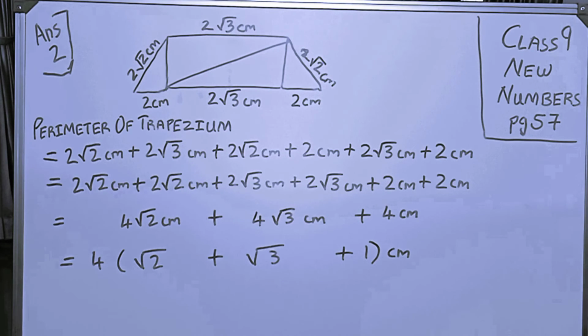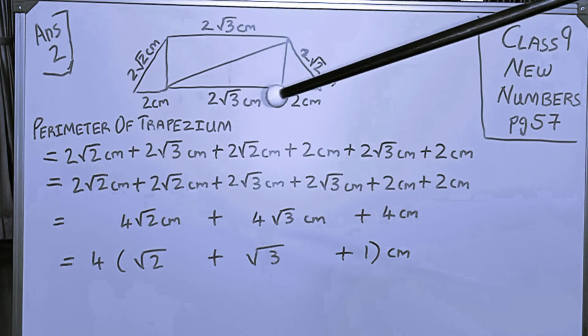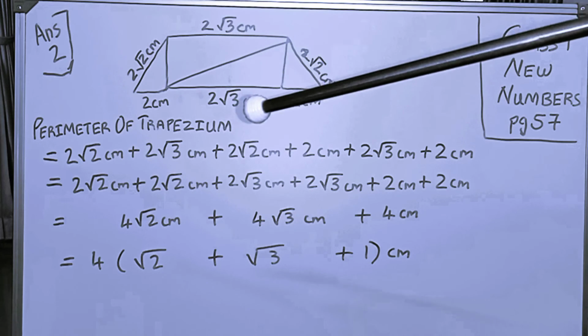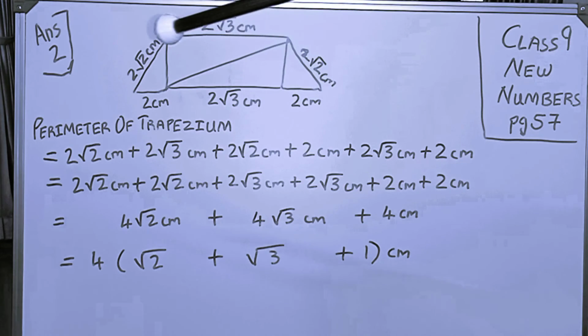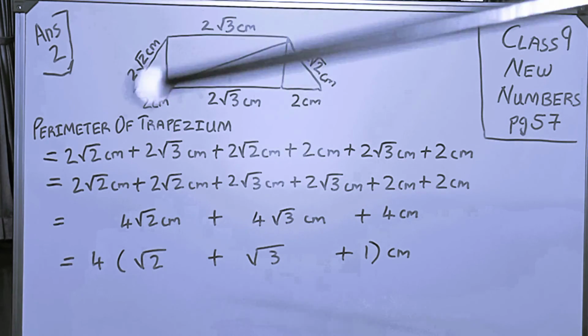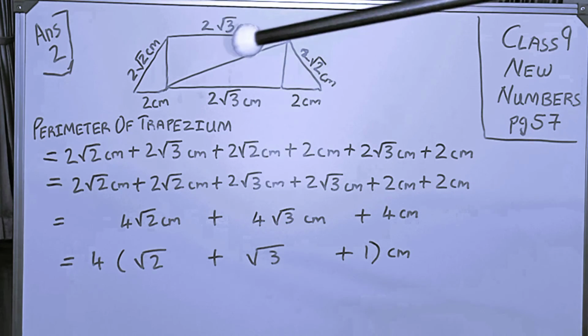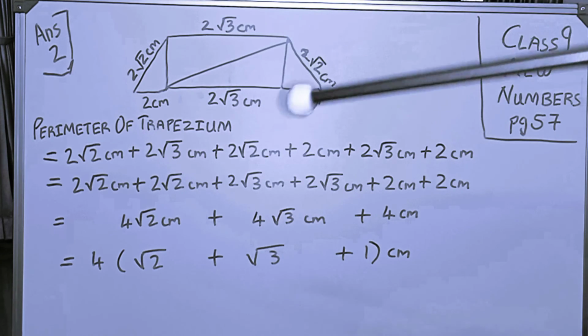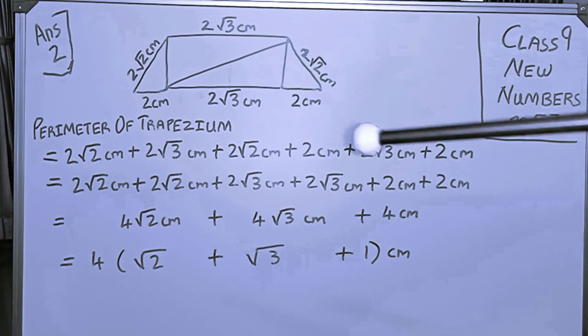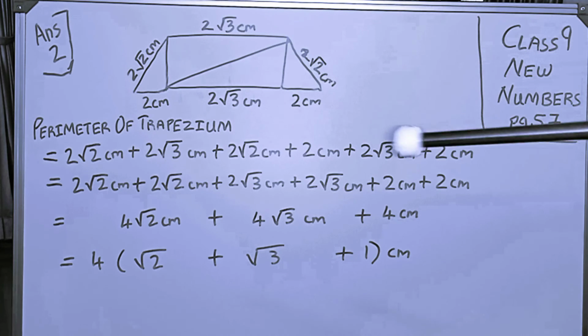Now we are coming to the last part of the second answer. We have found out all the sides: this side is 2 root 2, this is 2 centimeter, this is 2 root 3 centimeter, this is 2 centimeter, this is 2 root 2 centimeter, and this is 2 root 3 centimeter. Now the perimeter of the trapezium is the sum of all the sides. So we start from here: 2 root 2, plus 2 root 3, plus 2 root 2, plus this 2 centimeter, plus 2 root 3, and finally 2 centimeter.